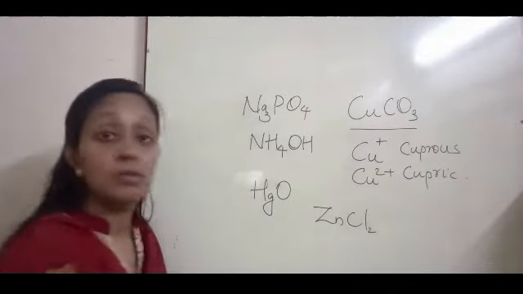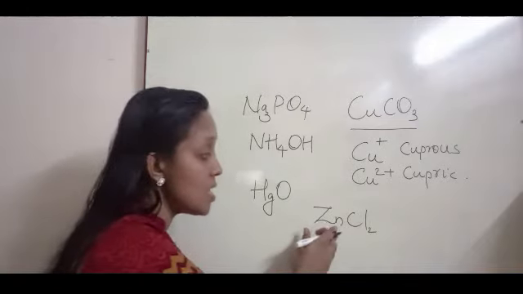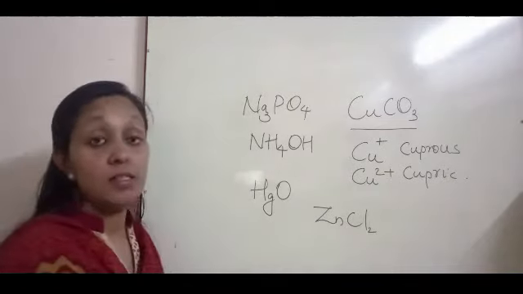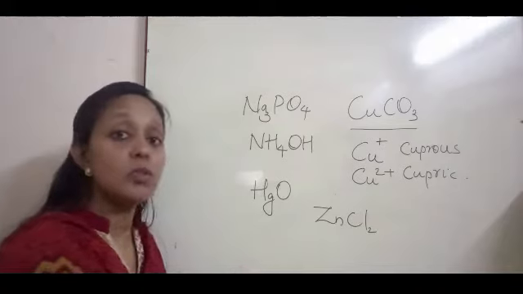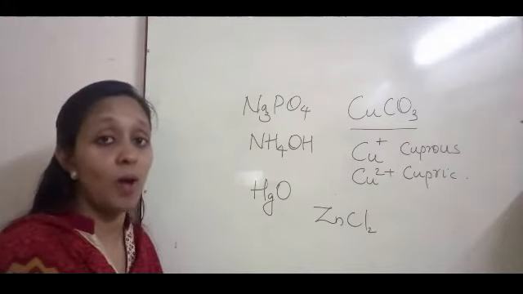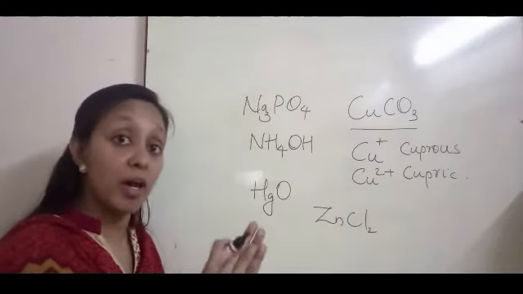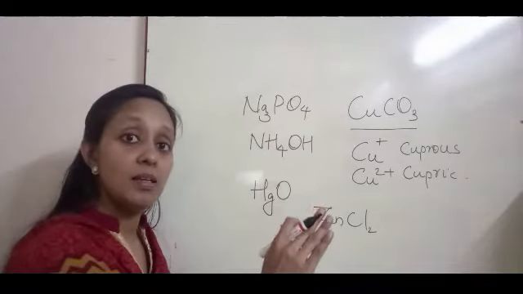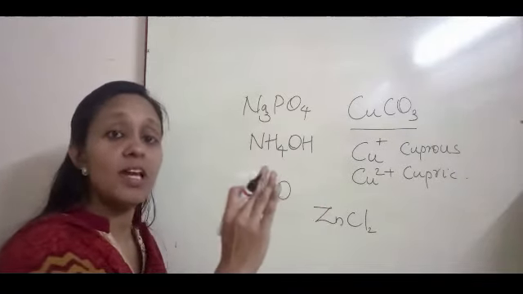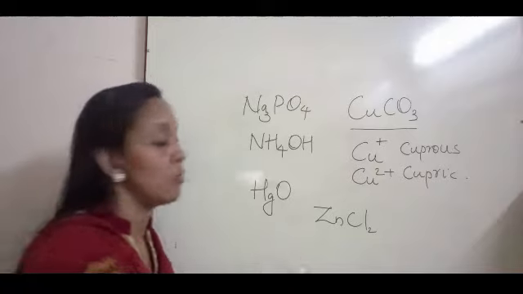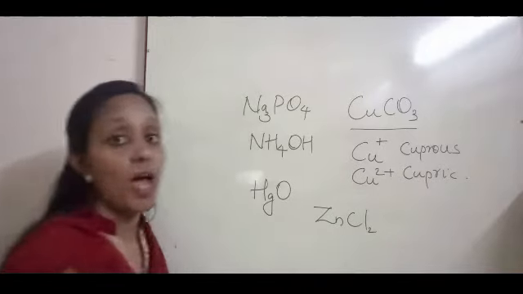Now, the next one, ZnCl2. How do you name this compound? Zinc chloride. Don't simply write zinc chlorine. That is not a compound. You have to name the ion. Cl is actually existing in the form of an ion in this compound, so it is named zinc chloride.